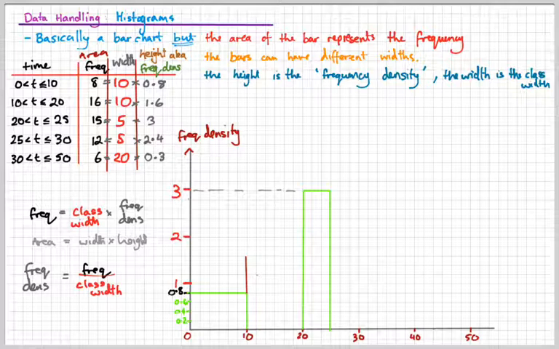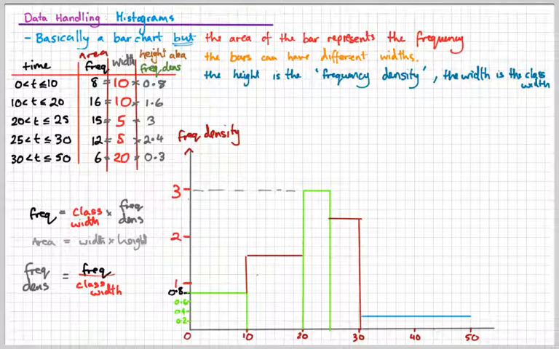You should really pause the video now and fill in those bars for yourself. Okay, so we can start with the first bar. The first bar is height 1.6, that's that high, and it has a width of 10. So that's the next bar along. The fourth bar along has a height of 2.4 and a width of 5. And the final bar has a width of 20 and a height of 0.3.